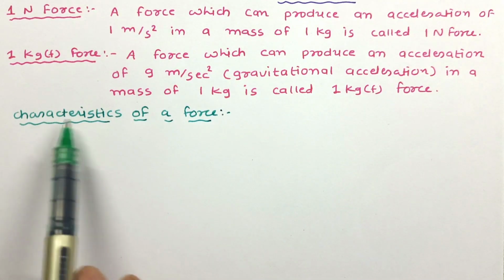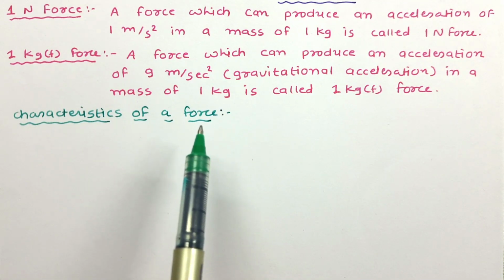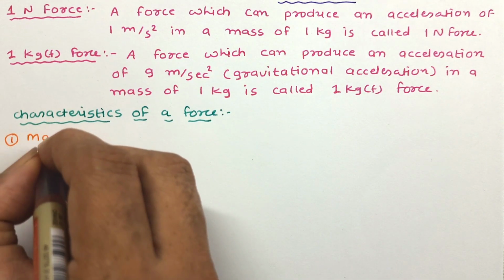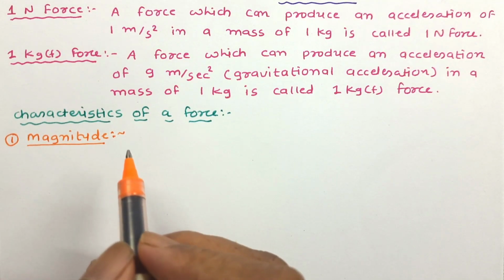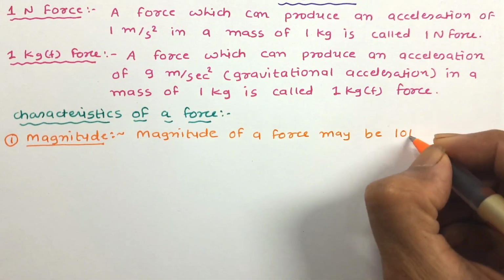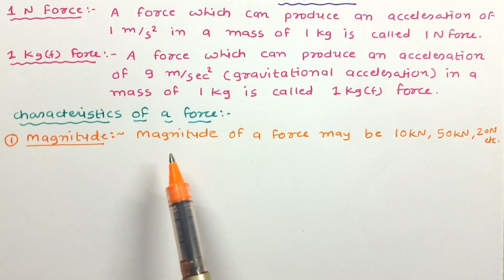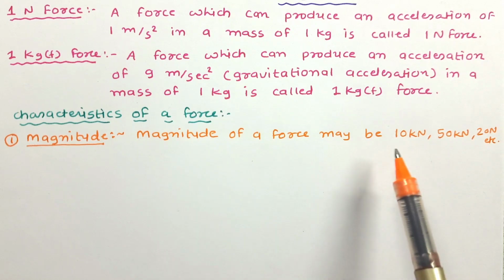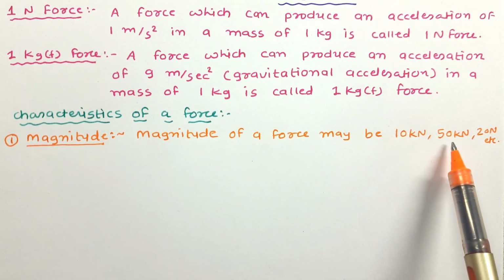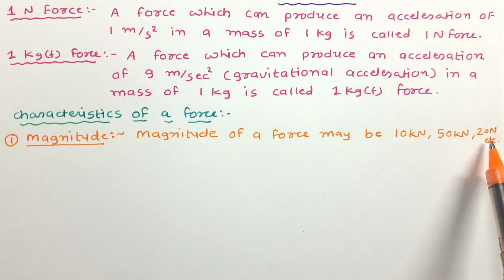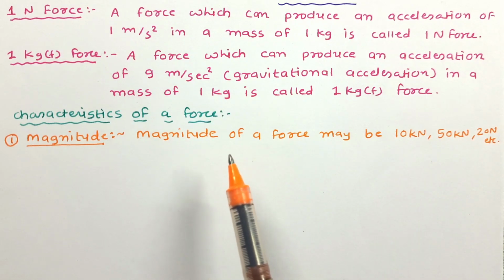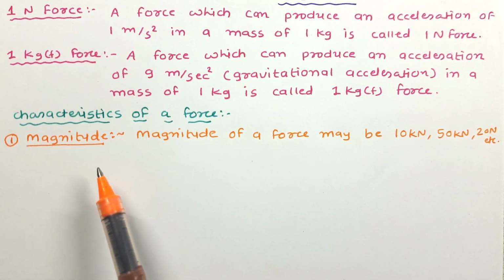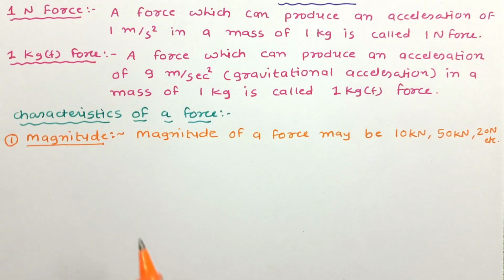So now we want to understand the characteristics of force. There are 4 characteristics of force. So let us see one by one. First characteristic is magnitude. The magnitude of a force is a very important characteristic. It may be 10 kilonewton, 50 kilonewton, 20 kilonewton, which shows by what magnitude the force is acting. So the first and very important characteristic is the magnitude of a force.